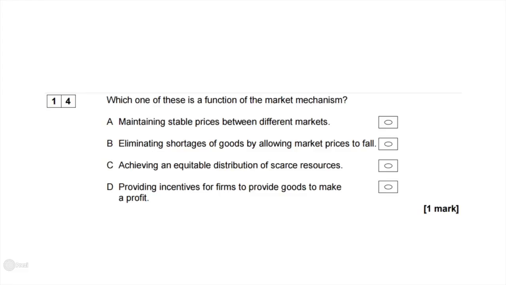C. Achieving an equitable distribution of scarce resources. The market mechanism fails to look at equitability, and it does lead to a great amount of inequality. So it's not this one either. So it must be D. Providing incentives for firms to produce goods to make a profit. And that's correct. Because if there is a higher price in a market, it sends a signal, provides an incentive, and new firms will enter this market and produce this good in order to make a profit. So the answer is D.